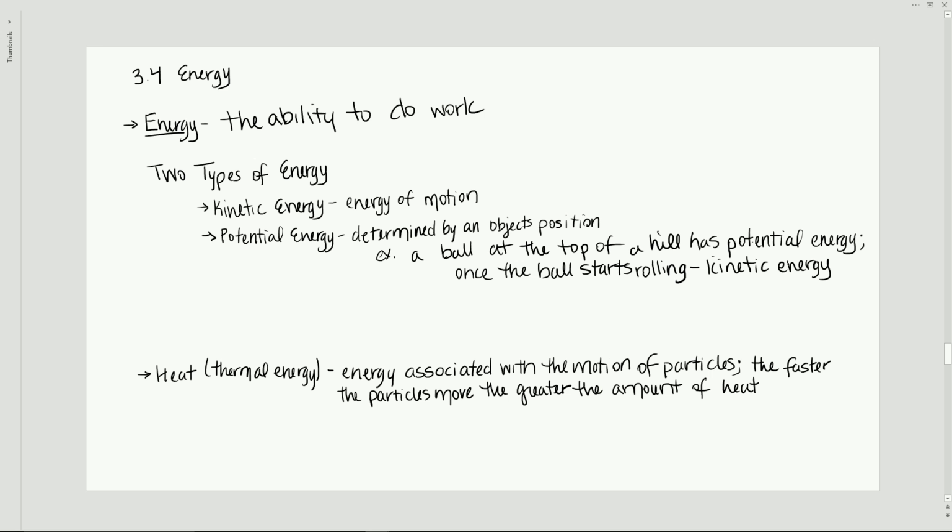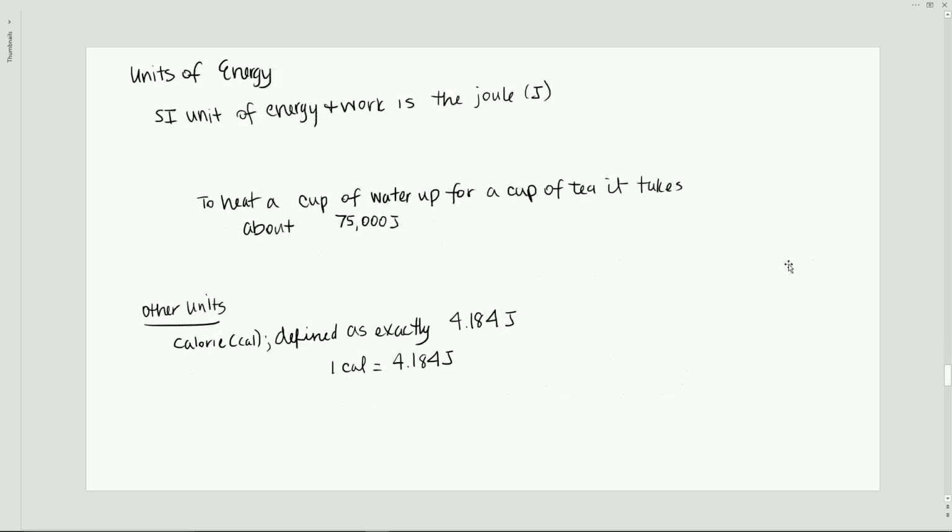Okay, so another type of energy is heat. Heat is thermal energy. Heat is the energy associated with the motion of particles. So the faster the particles move, the greater the amount of heat or thermal energy.